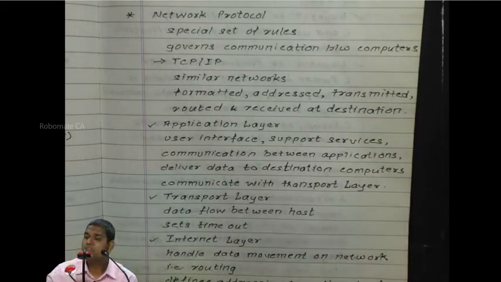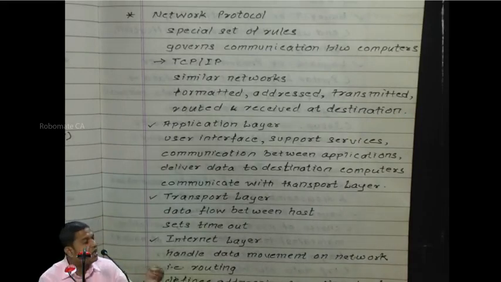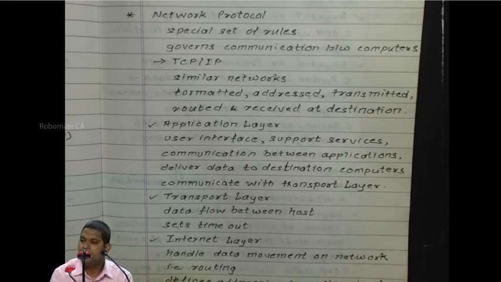It is about the support service. Support service means there are various applications required by a user. Like emailing is one application, downloading is one application, playing online games is one application, communicating online is one of the applications. So what application is required by the user? This rendering of service will be seen by the application layer.